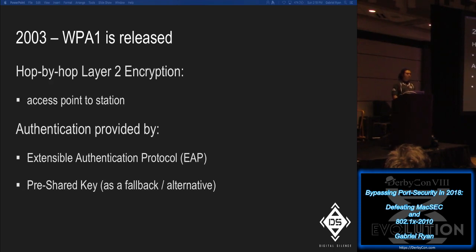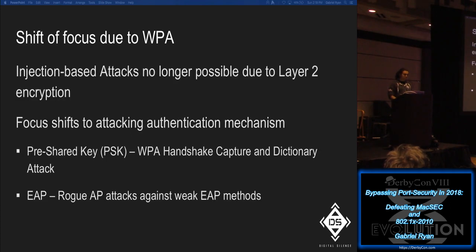Remember back in 2003, we had the release of WPA1, and that provided hop-by-hop layer 2 encryption from the access point to the base station. Base station is just the fancy way of saying the device you're connecting to the wireless network, so your cell phone, your laptop, whatever. And authentication was either provided using EAP, as we were looking at previously, or using a pre-shared key as a fallback or alternative. So that's WPA PSK.